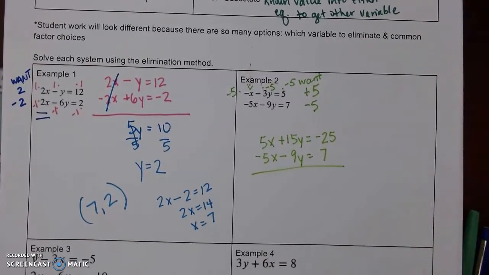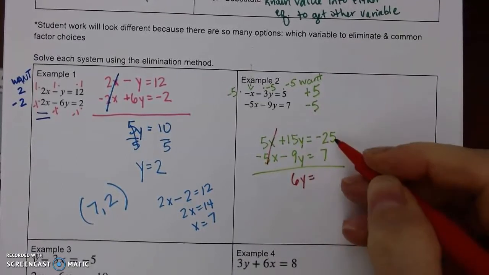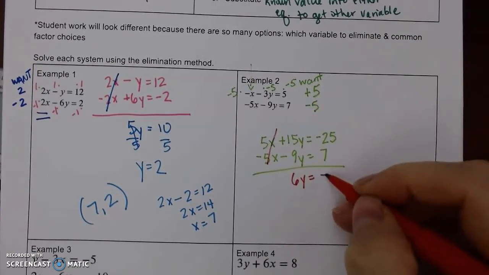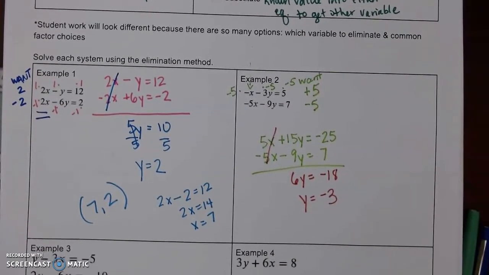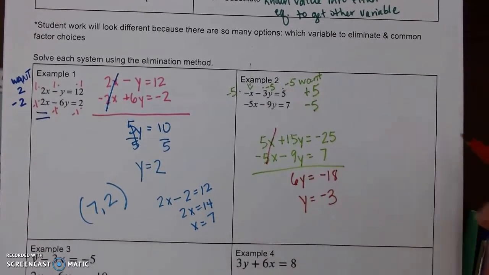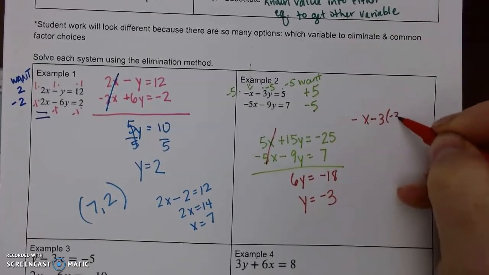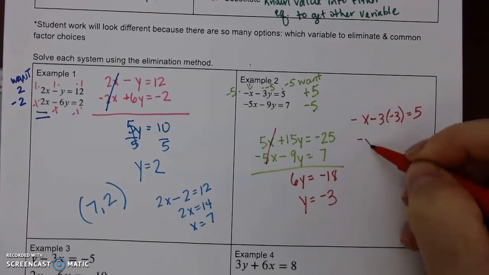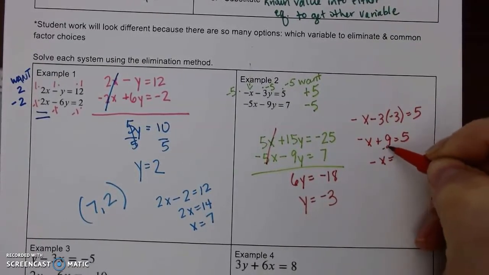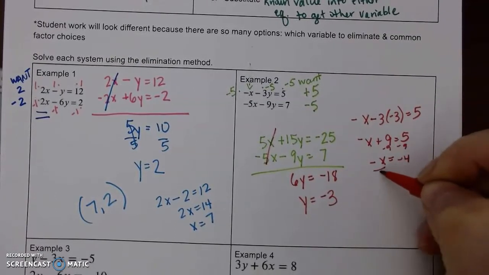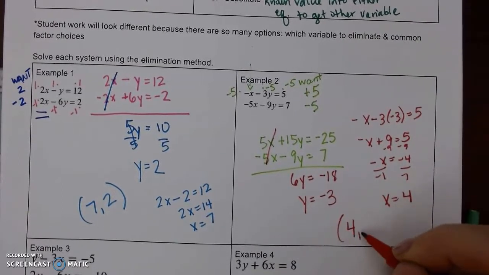Then we're going to add them together. So the x's cancel, 15 minus 9, and negative 25 plus 7, divide by 6. Then I'll take that y value and substitute it into either original equation. So negative x plus 9 equals 5. Negative x equals subtract 9. Divide by negative 1. So the answer is 4, negative 3.